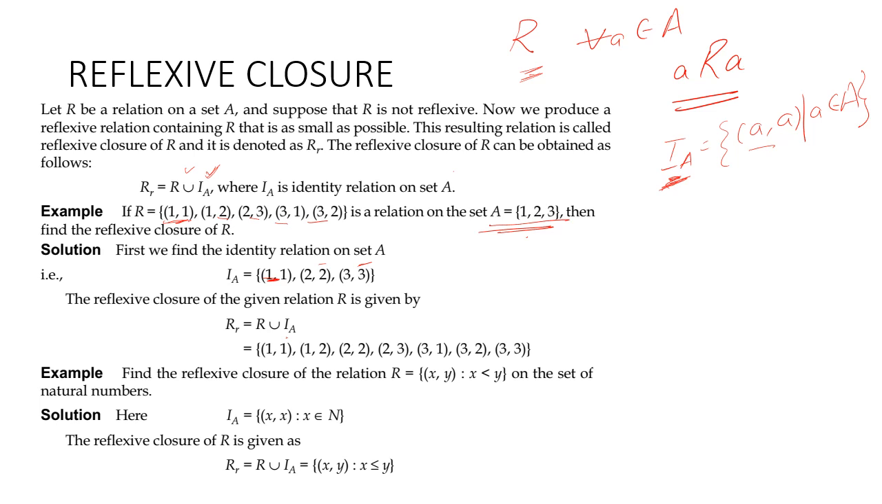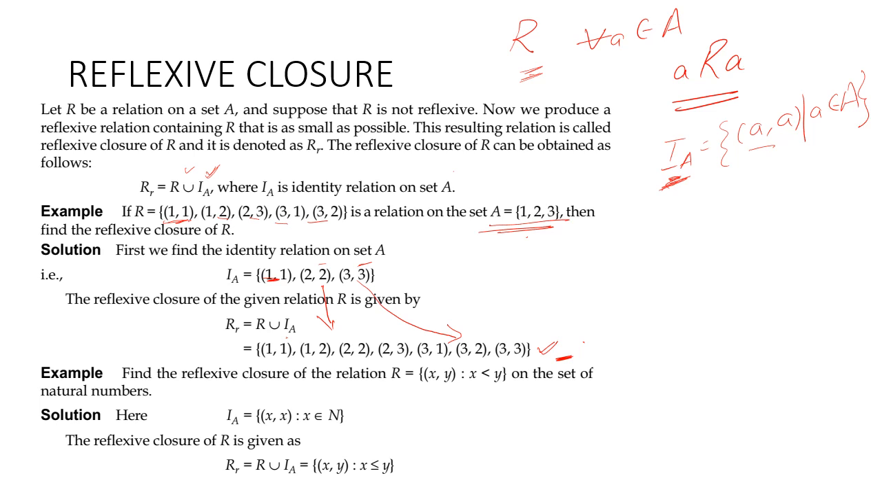This 2 2 will come from the identity relation and this 3 3 will come from the identity relation. The remaining elements are coming from the original relation. So now this relation contains the original relation and this is now a reflexive relation. So this is called the reflexive closure of the given relation.